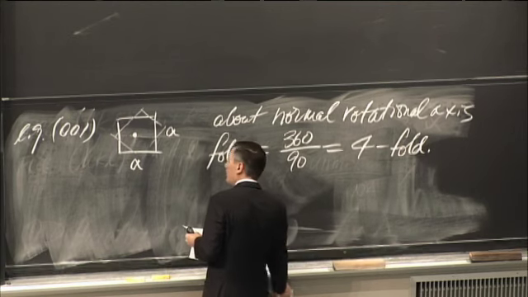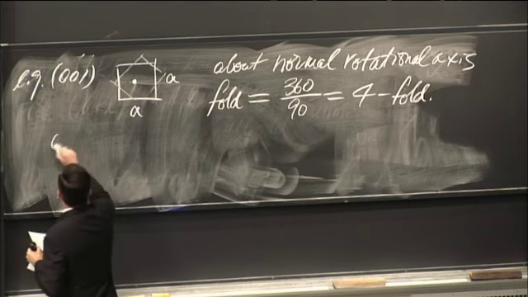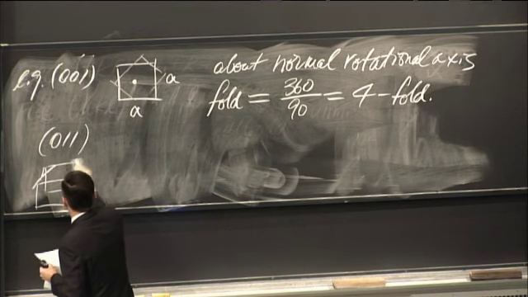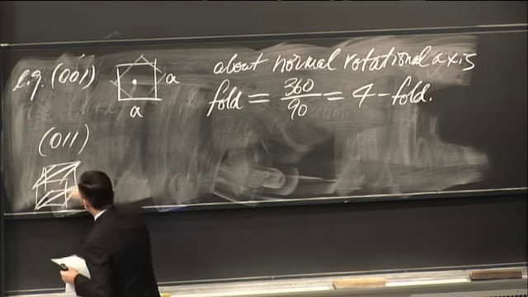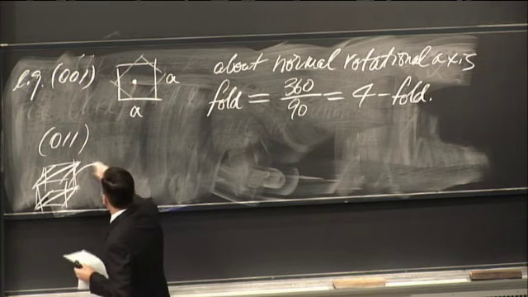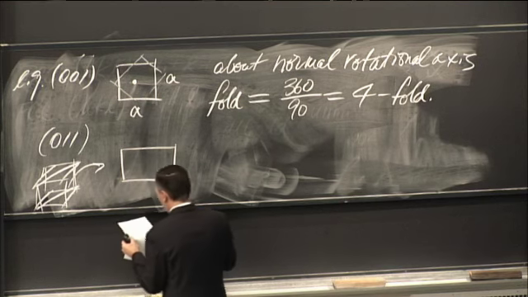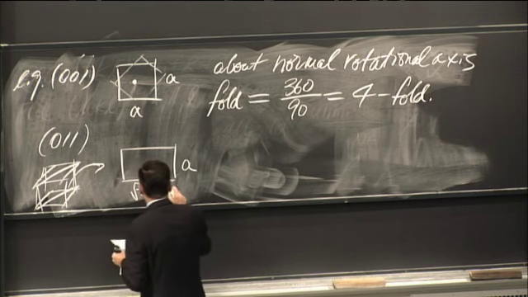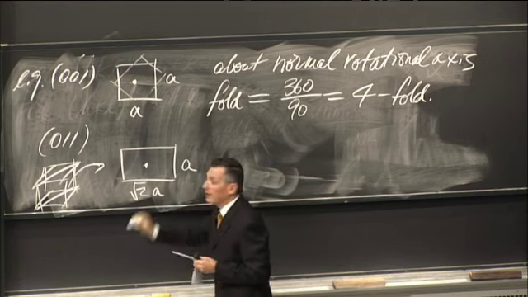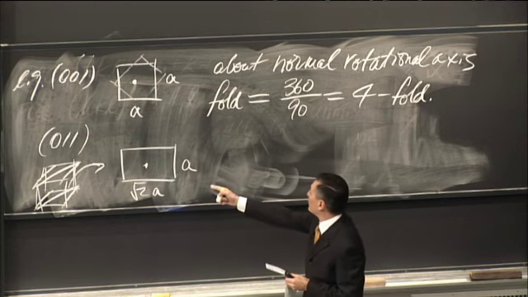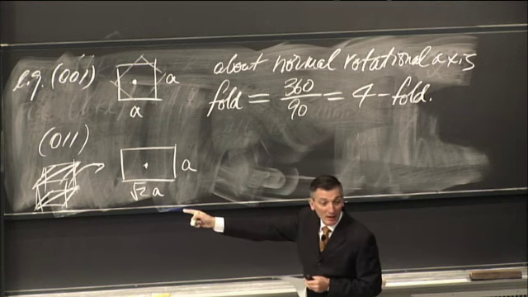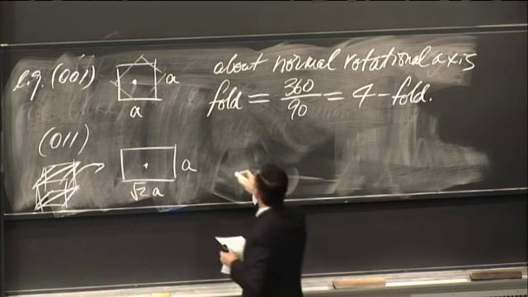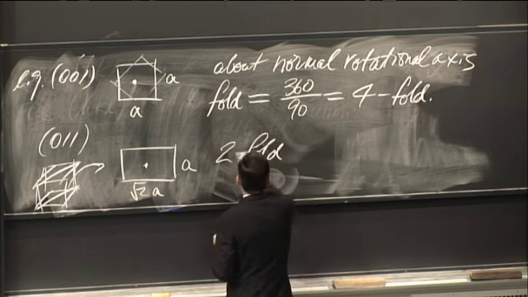Let's do a second one. A second one is 011. If I look at 011, 011 is this plane. 011 goes across the diagonal. So I'm going to take the diagonal here and plot it like so. It's going to have an edge of A, and it's going to have the diagonal, which is root 2 times A. If I put a rotational axis in the center of that, clearly if I go only 90 degrees, I'm going to tell that the thing is rotated. I have to go 180 degrees before I can't tell that there's been any disturbance. So this one here has twofold symmetry.